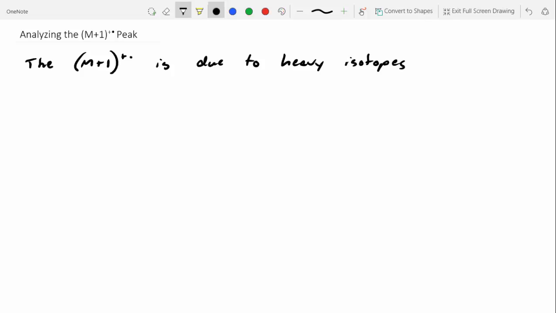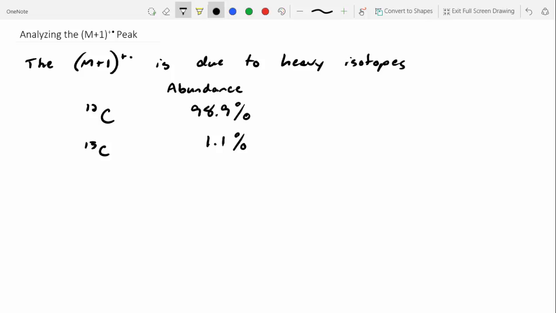So let's take a look at the most common isotopes that we see in organic chemistry. Obviously, since we're in organic chemistry, we deal with carbon. Carbon-12 is the most abundant isotope. So I'll make a table of abundance. Carbon-12 makes up 98.9% of all the carbon on our planet. If we go down to carbon-13, we have 1.1% of carbon-13. It's not a lot, but it's big enough to actually be seen in the mass spec.